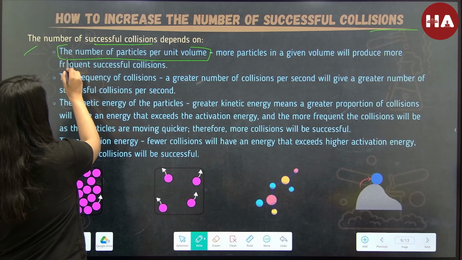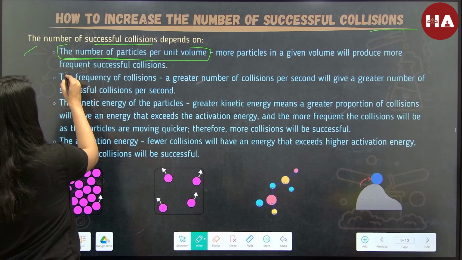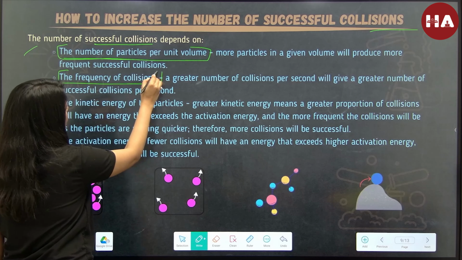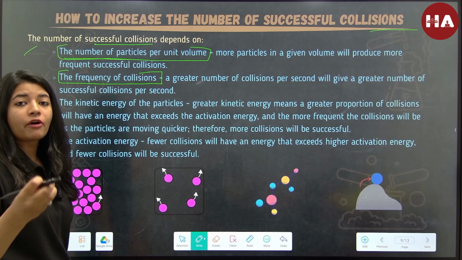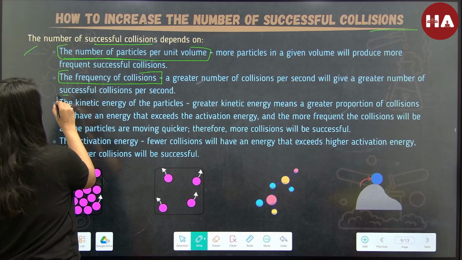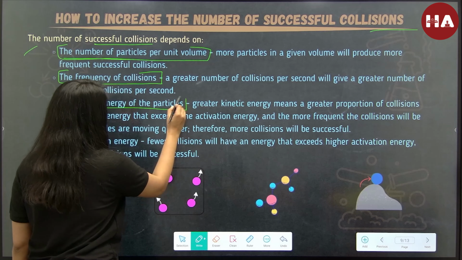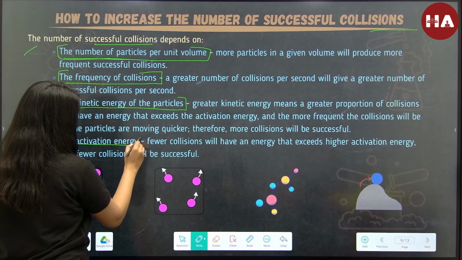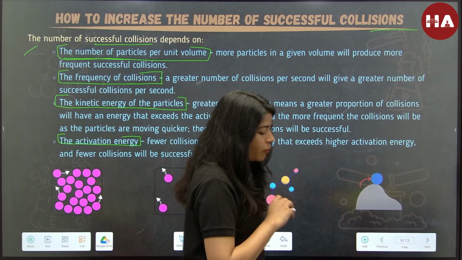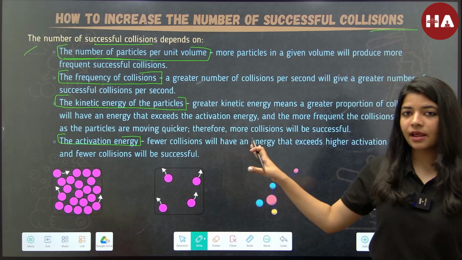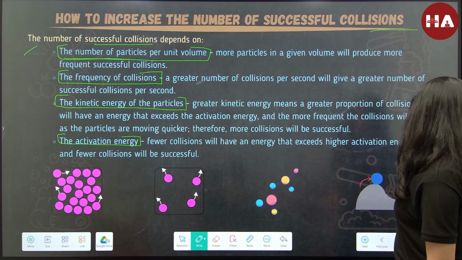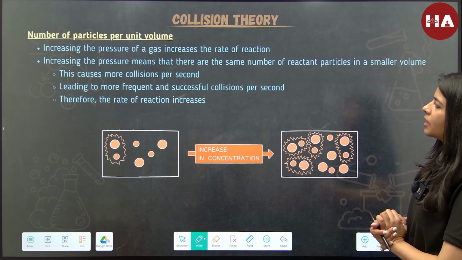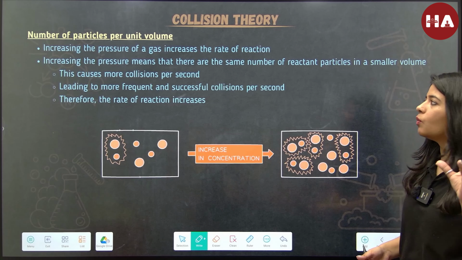Then the frequency of collision. The more the frequency of collision, the more the chances of successful collision, right? Then the kinetic energy of the particles, and then the activation energy. So these are the 4 points. This is a summary of the upcoming slides, which we are going to discuss now. The first being the number of particles per unit volume, right?